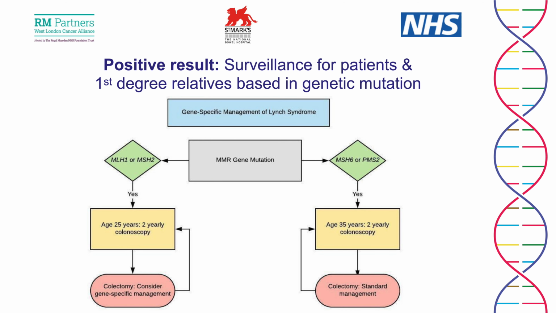Colonoscopy surveillance recommendations for Lynch syndrome patients. If the patient has a positive result, these are the surveillance guidelines based on the patient's genetic alteration. Patients and their first-degree relatives, i.e. parents, siblings, and children, should have a colonoscopy every 2 years. Colonoscopies should start at the age of 25 for MLH1 or MSH2 gene carriers, and from the age of 35 for MSH6 and PMS2 gene carriers.